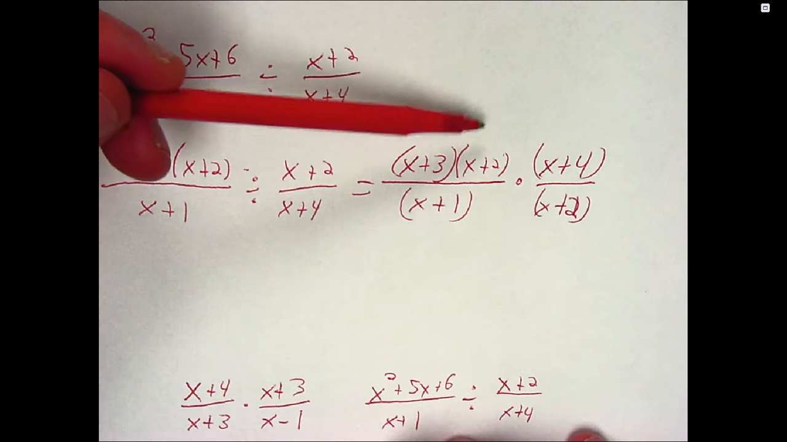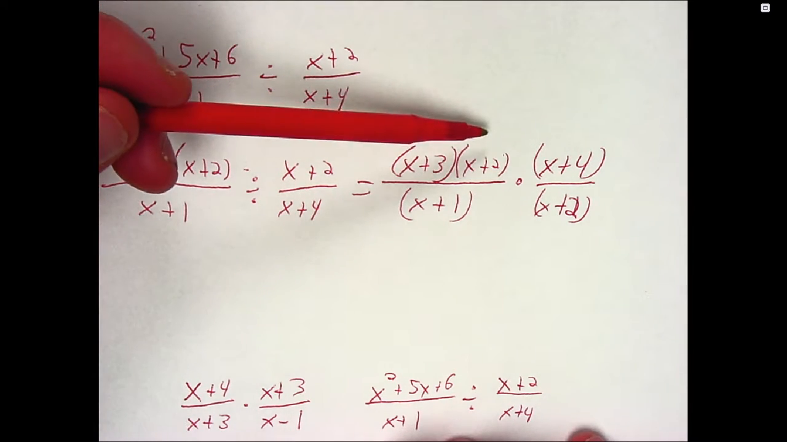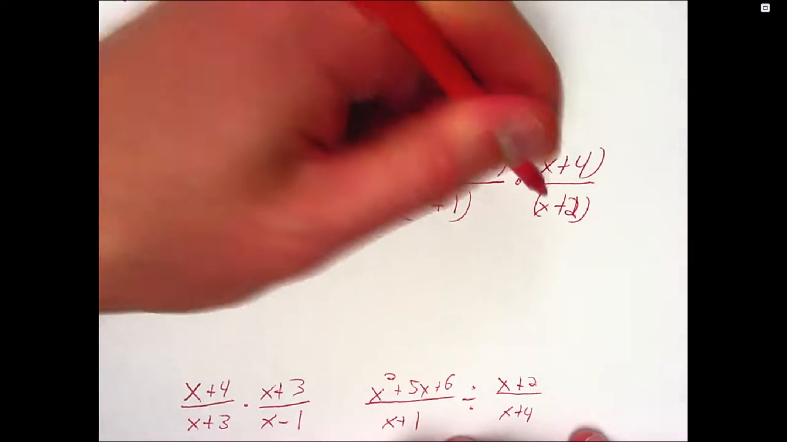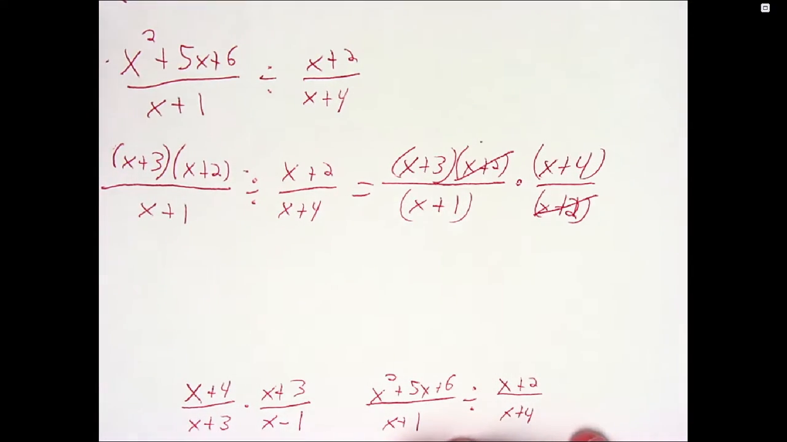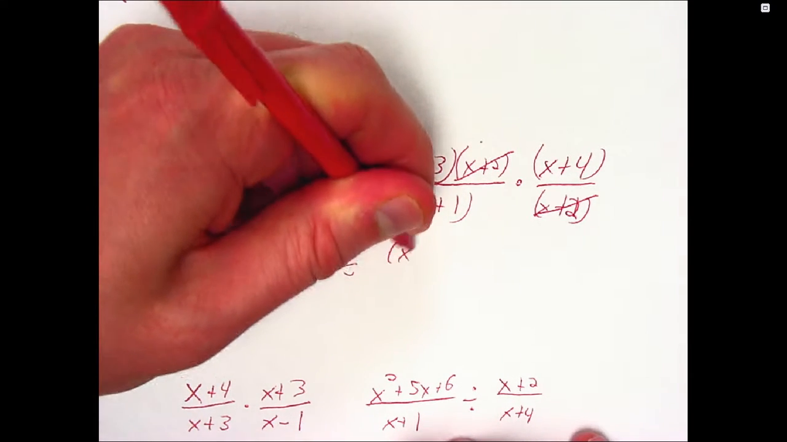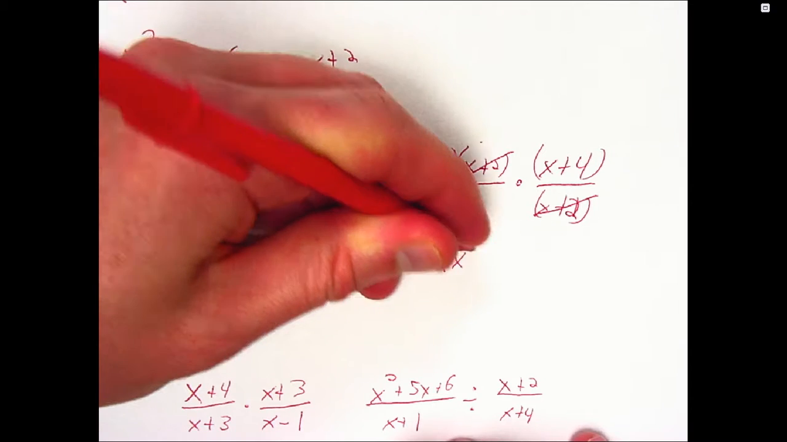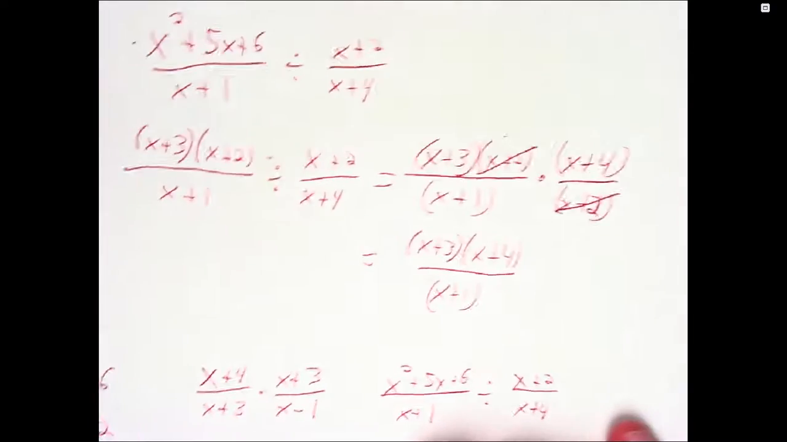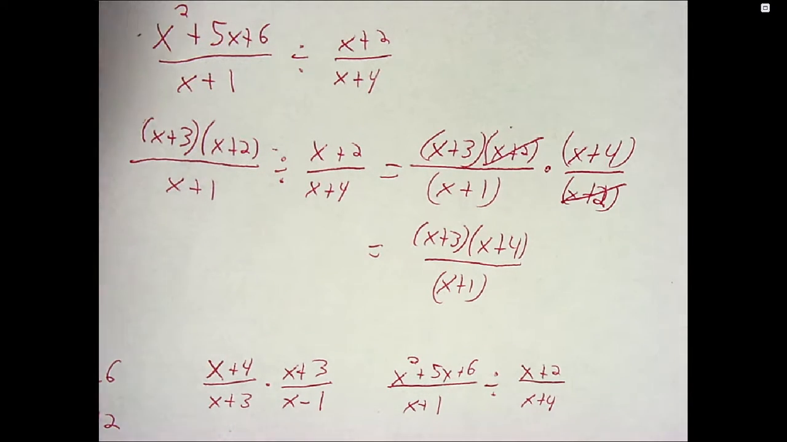Now I look for anything that is the exact same on top and bottom, right? Top and bottom. And so the only thing I see is an x plus 2 on top, x plus 2 on the bottom. They cancel each other out, leave a giant 1. Everything else is left. Right? Can't do anything more with these things. And so this is my final simplified answer.